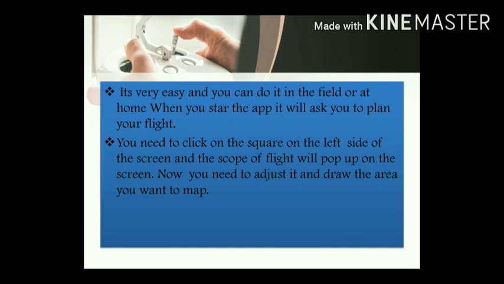When you start the app, it will ask you to plan your flight. You need to click on the square on the left side of the screen, and the scope of the flight will pop up on the screen. Now you need to adjust it and draw the area you want to map.